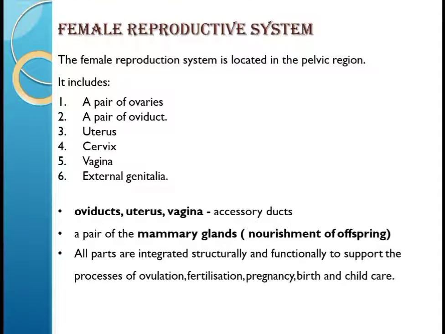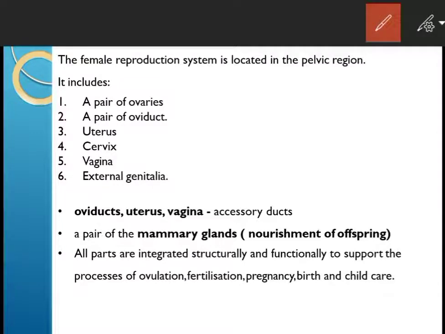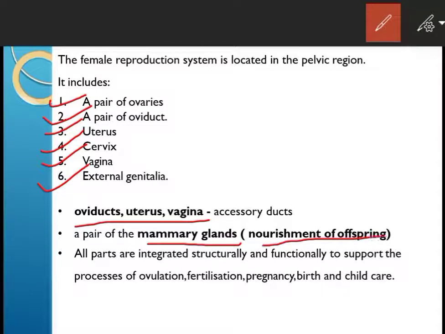The female reproductive system is located in the pelvic region and it includes a pair of ovaries, a pair of oviducts, uterus, cervix, vagina, and external genitalia, where the oviducts, uterus, and vagina are the accessory ducts. A pair of mammary glands are also present for the nourishment of the newborn or offspring.